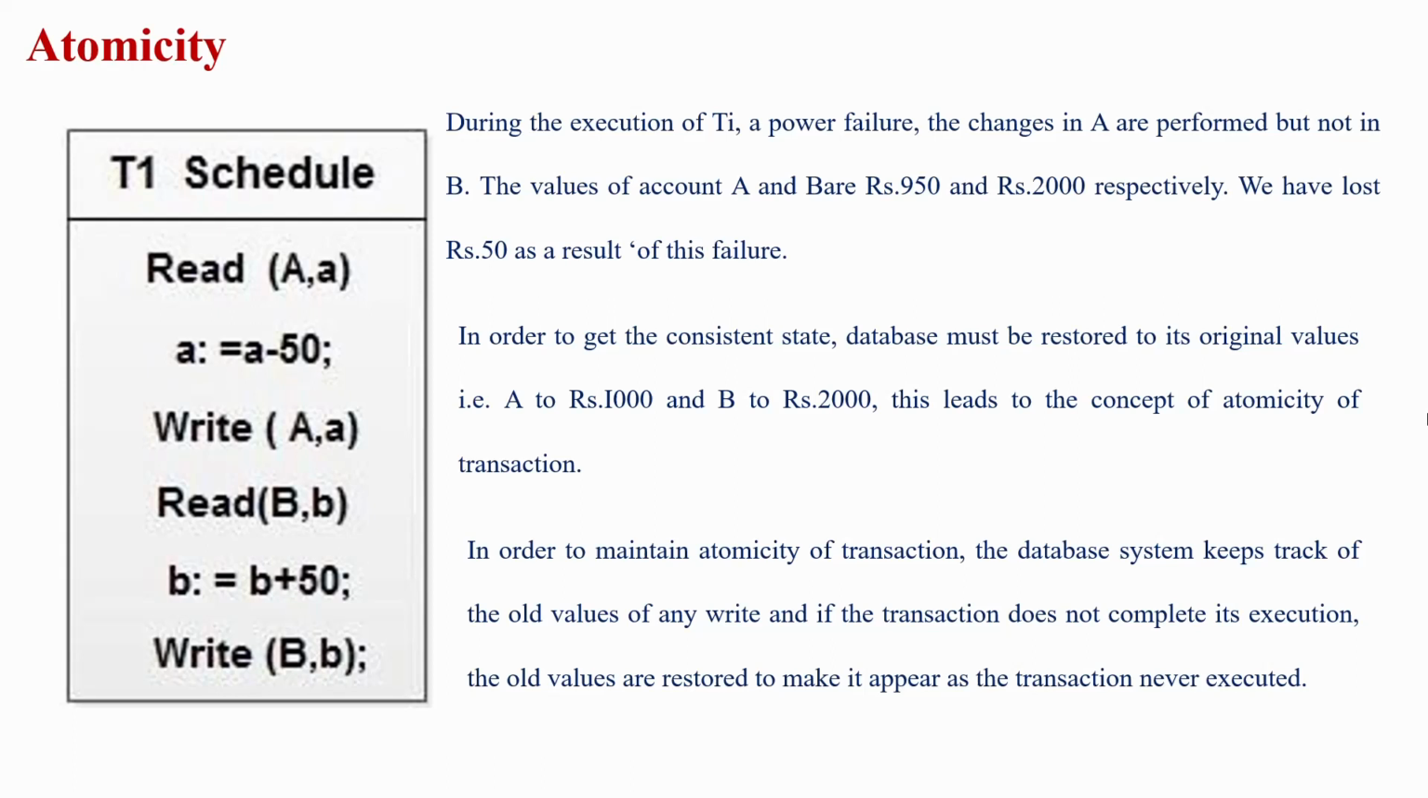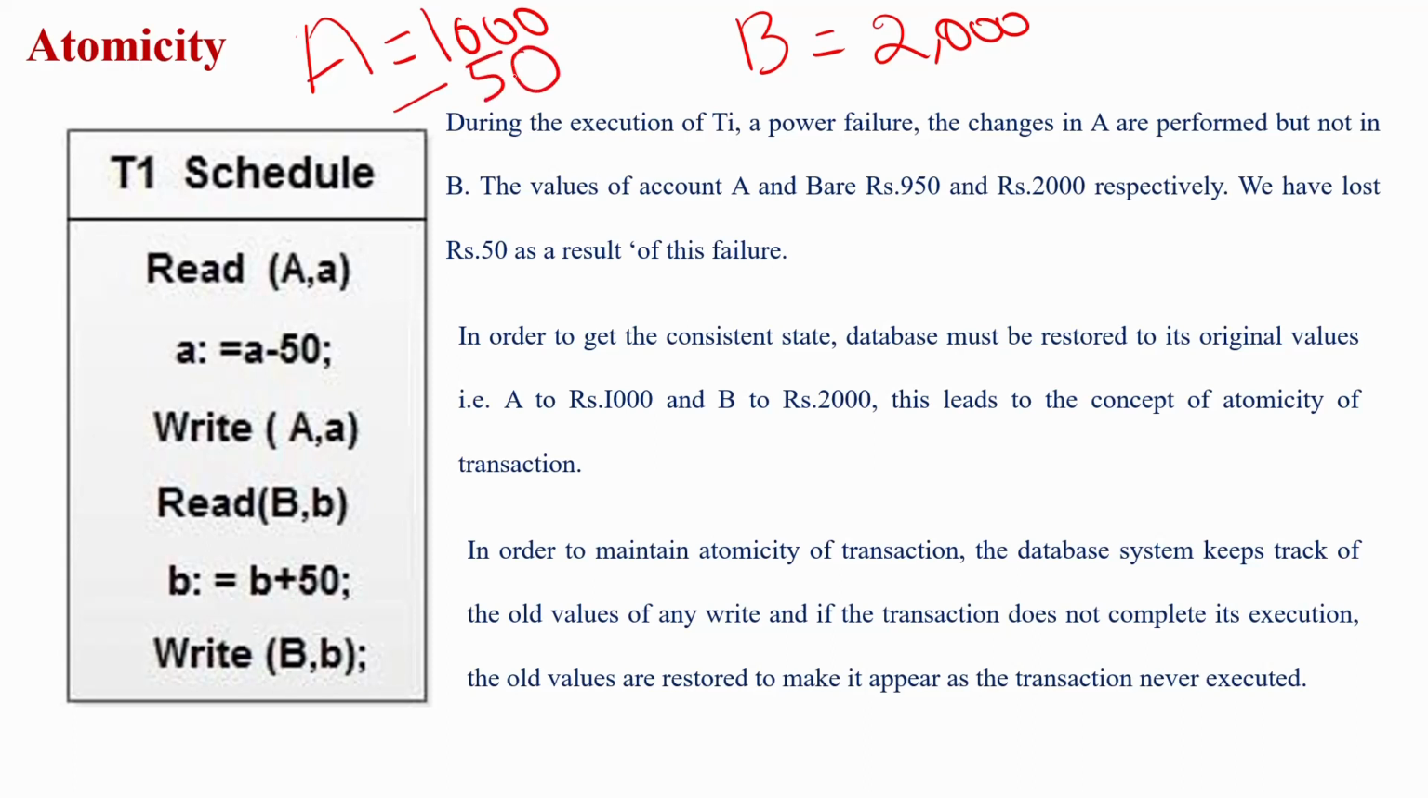Here is an example for atomicity. In this example, account A has an amount of rupees 1000 and account B has an amount of rupees 2000. From A we are going to deduct, that is subtract, 50, and we are going to add rupees 50 to B's account.